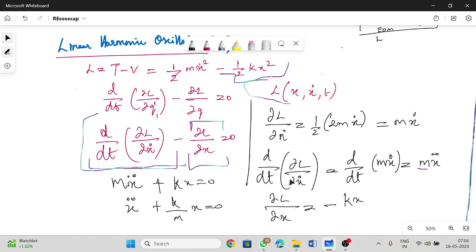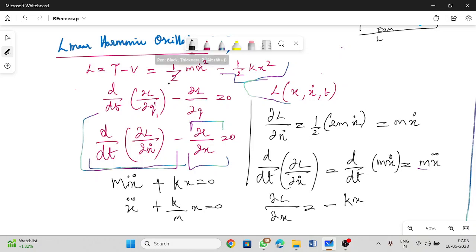Once you get this, we know d by dt of dou L by dou x dot equals m x double dot. So I wrote that m x double dot here. Then dou L by dou x, which is minus k x, and here we have a minus sign. So m x double dot plus k x equal to 0. Then I am bringing that m to the denominator, so it becomes x double dot plus k by m x is equal to 0, right?